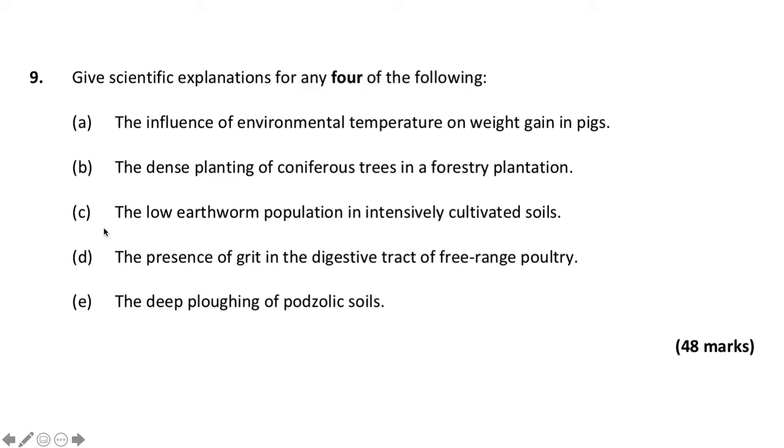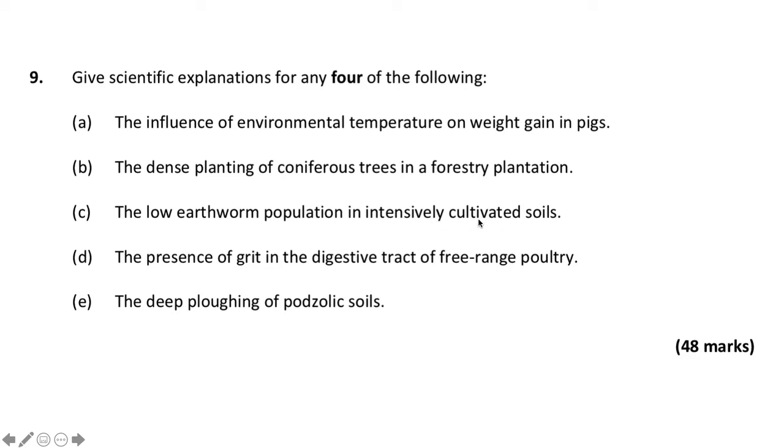Conscious of time, I'm going to move to part C, the low earthworm population in intensively cultivated soils. This is a really good question to focus on here. I could make the mistake of just dealing with why I might have low earthworm populations, and you know what? I might be fine. Let me see, what do they need? What do they feed on? They feed on organic matter. So maybe there's low earthworm populations because of a lack of organic matter. I know that they like moist but not waterlogged conditions, so maybe if there's drainage issues, I might have low earthworm populations.